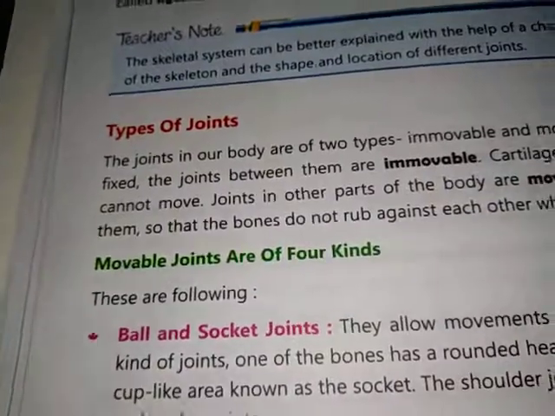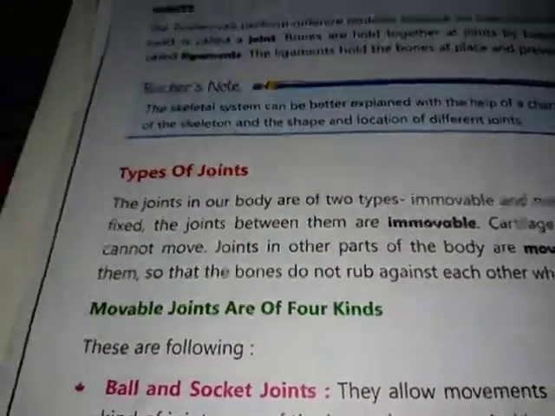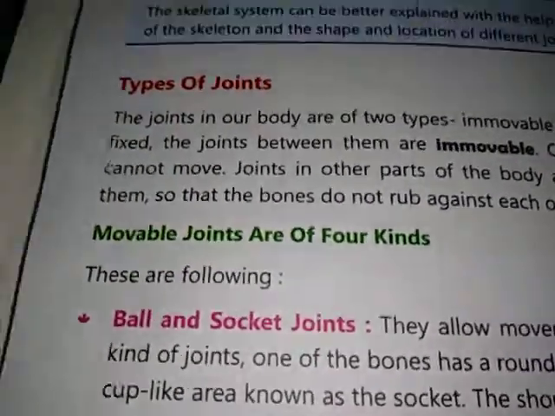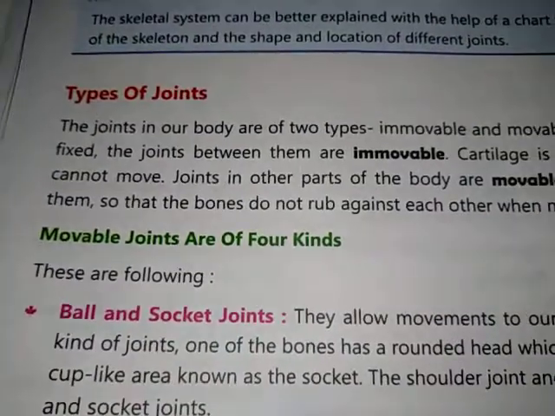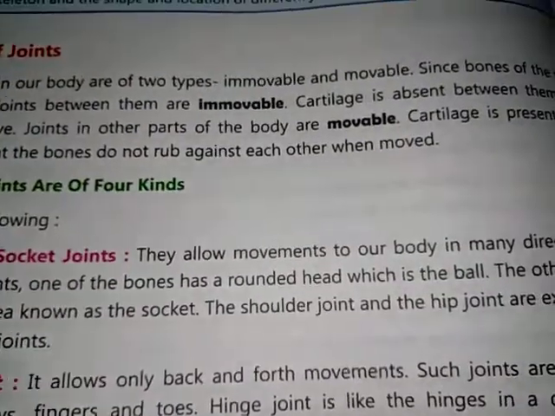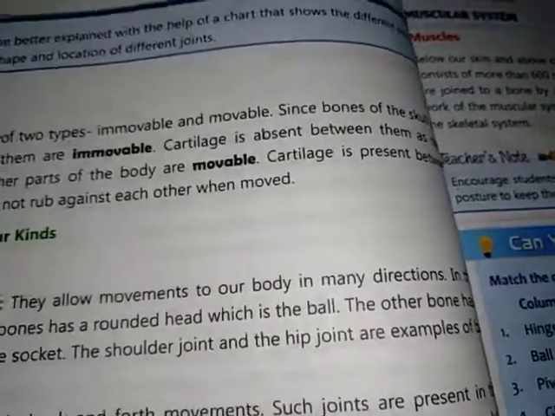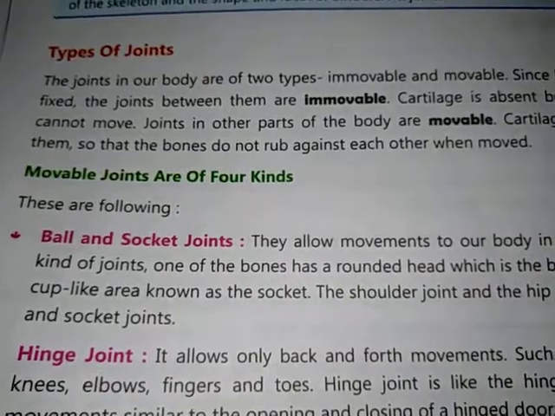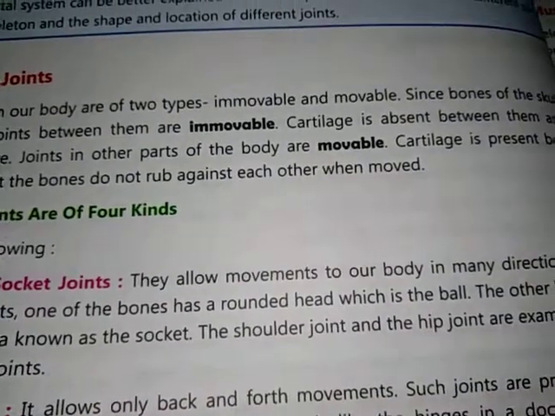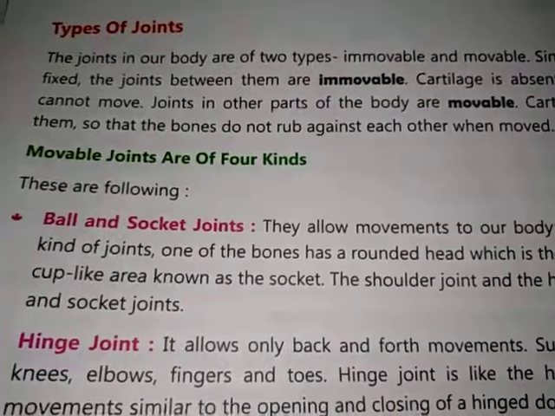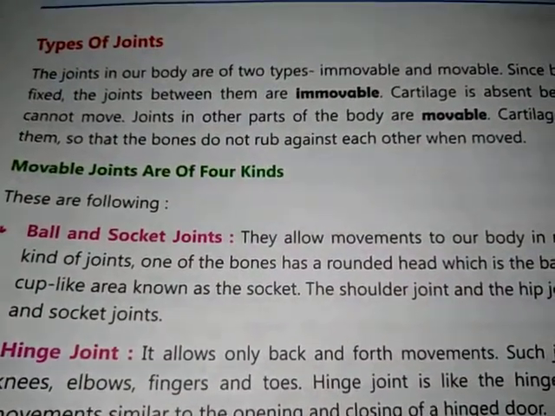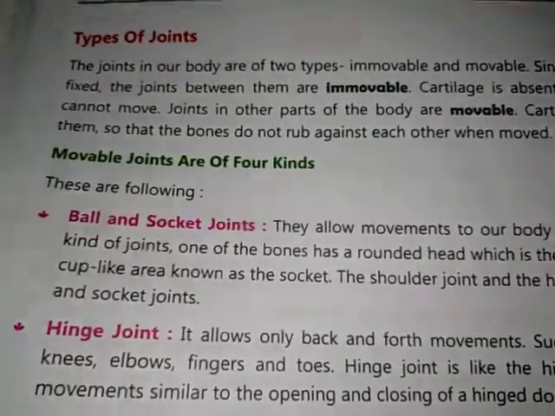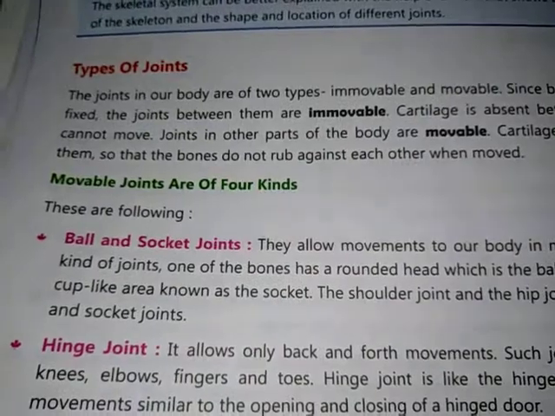Now let's move forward and see the movable joints. Movable joints are of four kinds. These are the following. First, ball and socket joints. They allow movement to our body in many directions. In this kind of joint, one of the bones has a rounded head, which is the ball. The other bone has a cup-like area known as the socket. The shoulder joint and the hip joint are examples of ball and socket joints.